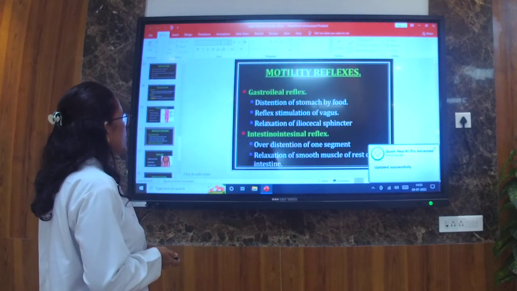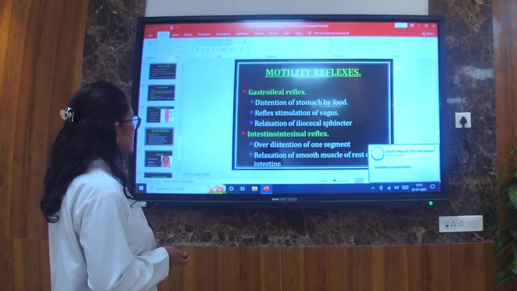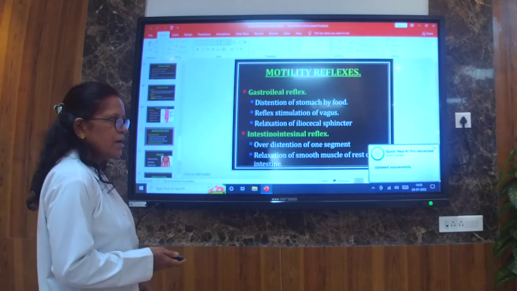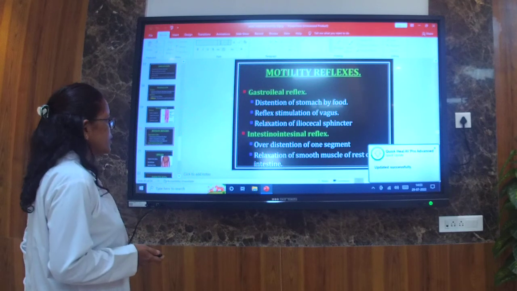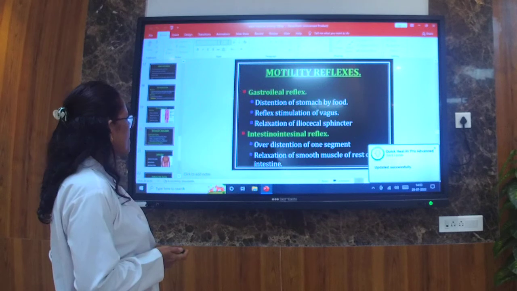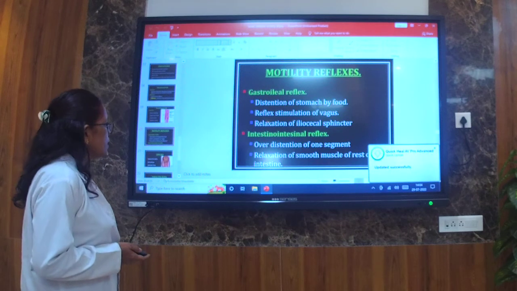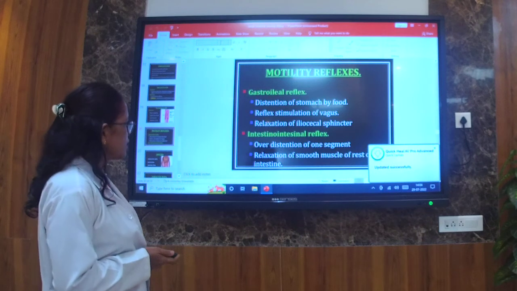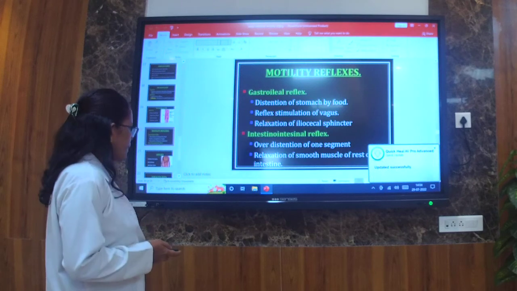Then what are the other motility reflexes? How do they help the movement? First, the gastroileal reflex. It is initiated by distension of the stomach by food, then reflex stimulation of the vagus nerve, also relaxation of the ileocecal sphincter. Then the intestino-intestinal reflex. This includes over-distension of one segment and relaxation of the muscle of the rest of the intestine.